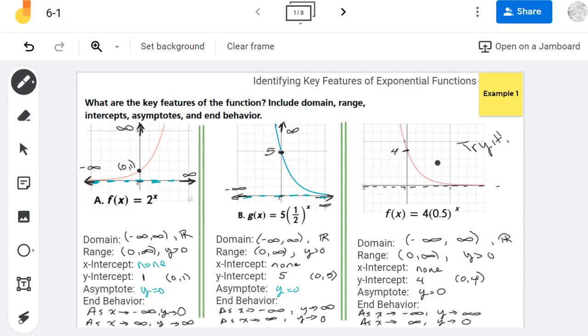Alrighty, so there we have it. That is identifying some of the key features for exponential functions.